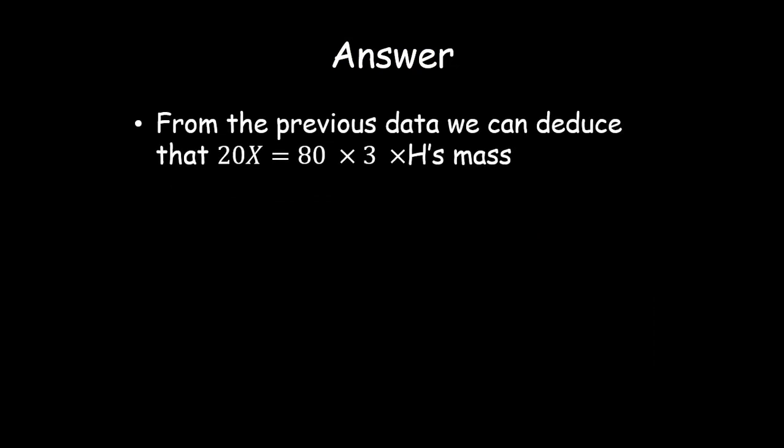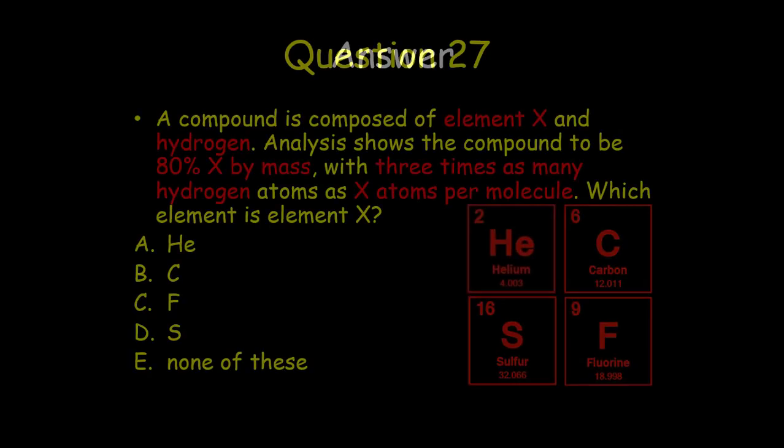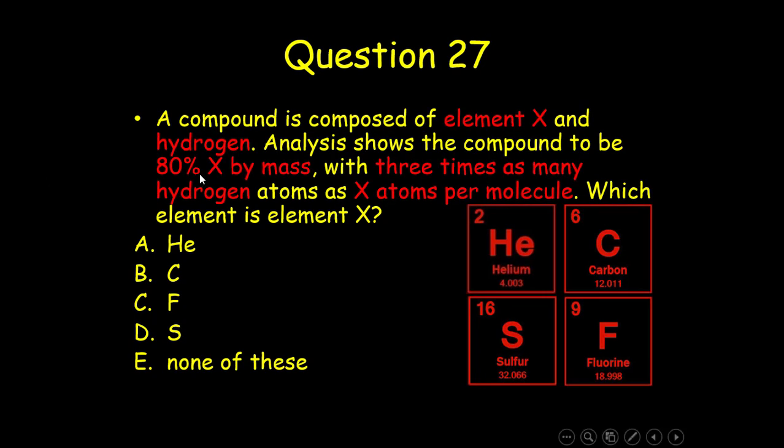From the previous data, we can deduce that 20x equals 80 times 3 times hydrogen mass. You might wonder how we got these numbers from the previous data. What is the previous data that he gave us? First of all, let's see the question. He said that the mass of X is 80%, and hydrogen would obviously be 20%, while the number of hydrogen atoms would be 3, and X would obviously be 1.